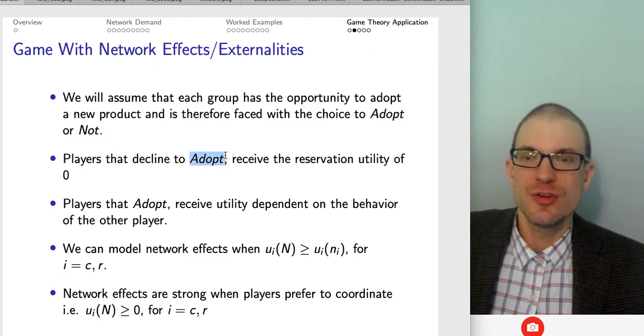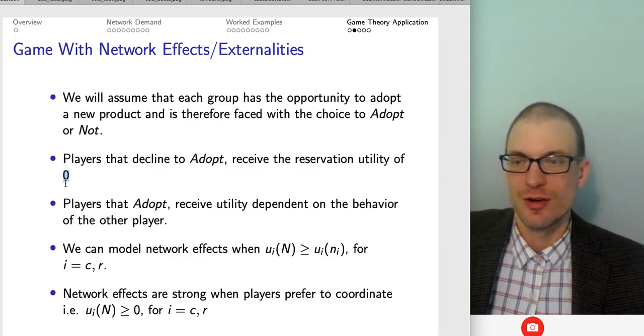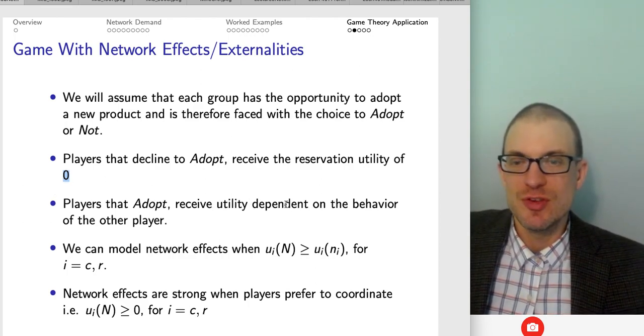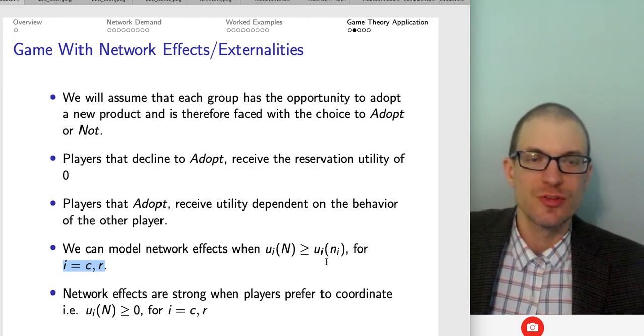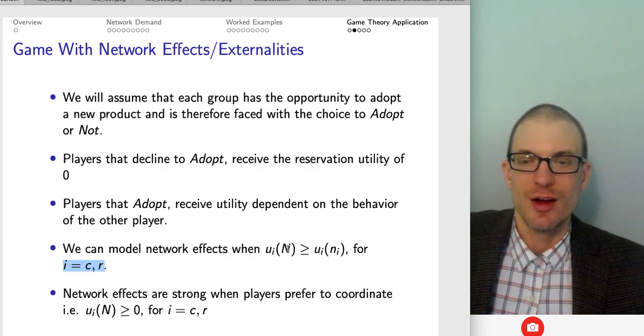Players that decline to adopt receive a reservation utility of 0, standard. Players that adopt receive utility dependent on the behavior of the other player. So there's network effects when my utility for the network as a whole is bigger than my utility for just me for these consumers, right? So network effects are strong when the players are preferring to coordinate, right? When I have higher utility if both of us are in the network than if it's just me.